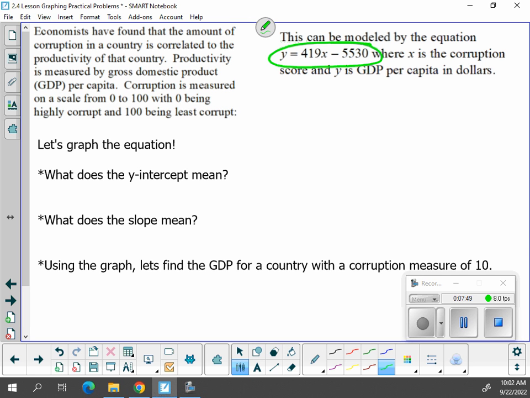So the y-intercept is the place where X is 0. And so in this case, X is corruption, so that means corruption is 0. And so our y-intercept of minus 5530 means that when we have corruption equal to 0, our GDP is negative 5530.